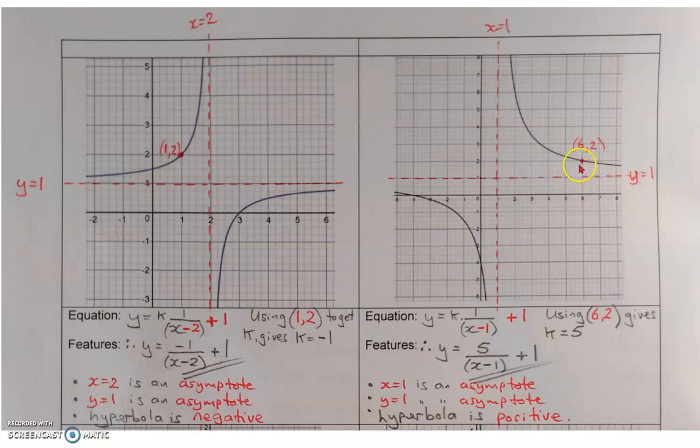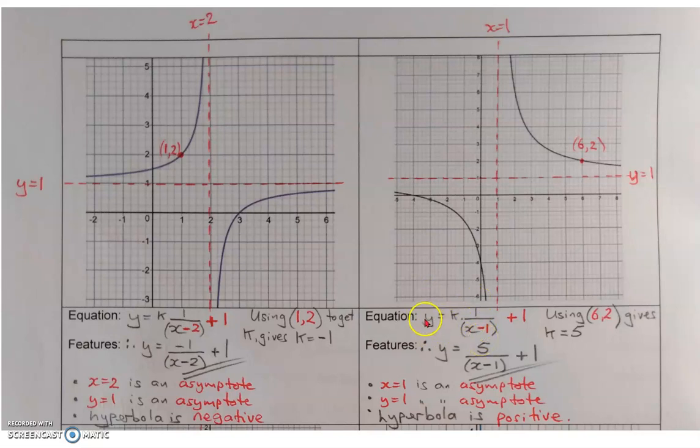And I chose this one at 6, 2. So if I put 6, 2 into this equation, that's 6 for x and 2 for y, and solve it for k. So y is 2, x is 6, 6 minus 1 is 5. Take the plus 1 across, the y, which is 2, this plus 1 goes to minus 1, so it goes from 2 minus 1, making it 1. So you've got 1 equals k, 1 over 5.